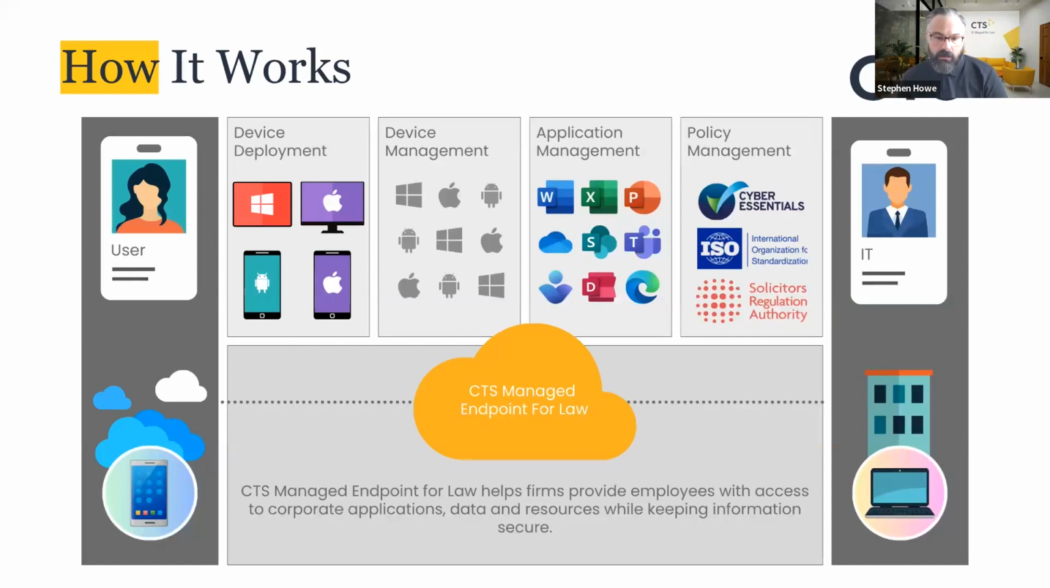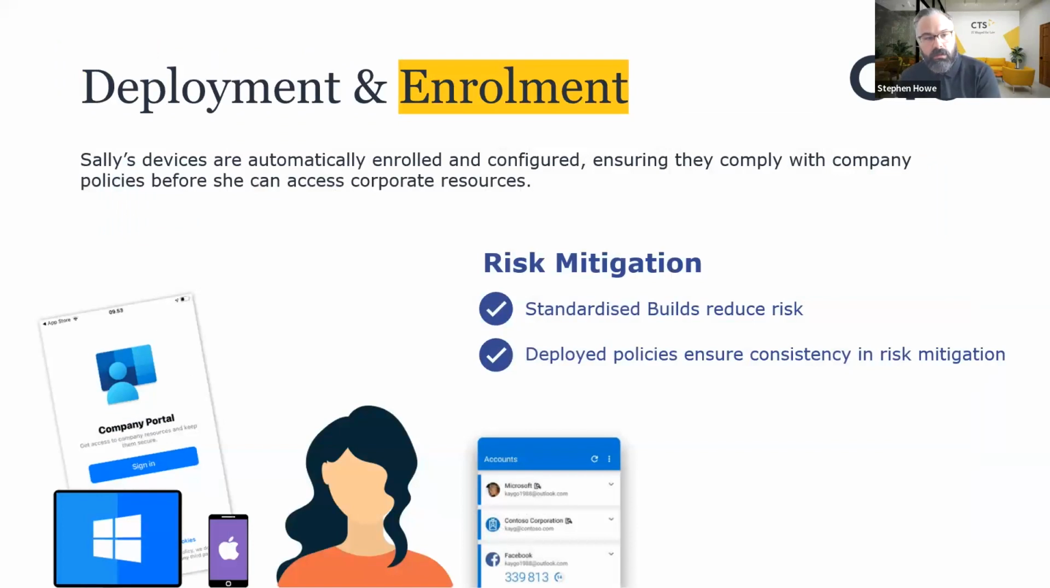So a couple of examples coming up. So deployment and enrollment. So I'm just going to call her Sally. Her devices are automatically enrolled and configured once they're given to her. Or they can be enrolled and configured on existing devices. So there's the new devices for maybe Sally, who's the new employee, and then there's enrolling and putting policies on your existing devices, so you've got complete coverage. So it's going to ensure that those devices comply with your company policies before anyone can access corporate resources.